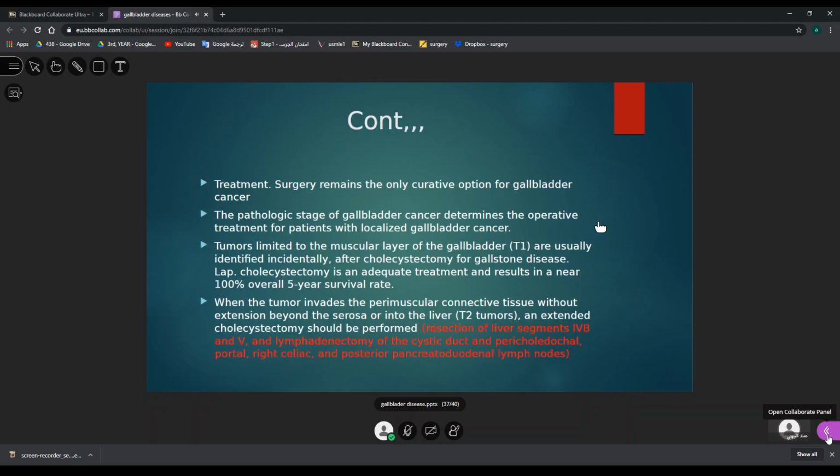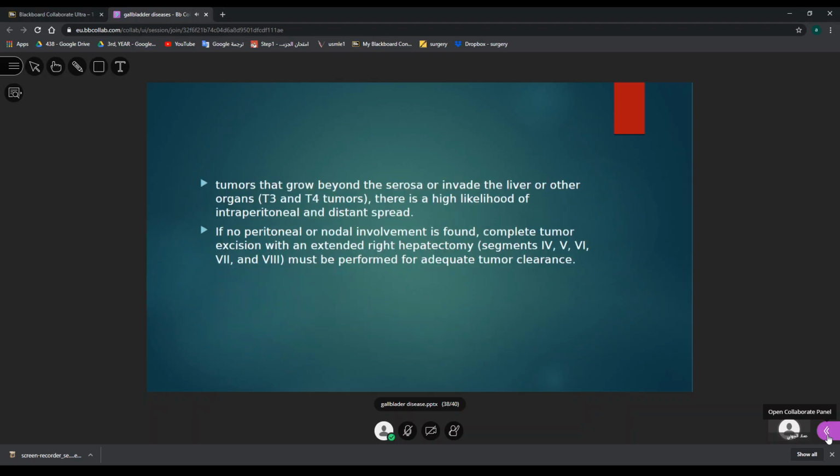When the tumor grows beyond the serosa or invades the liver or other organs, there is likelihood of intraperitoneal distant metastasis. If there is no peritoneal or nodal involvement, complete tumor excision with extended right hepatectomy, which is segments 4, 5, 6, 7, and 8, must be performed. So we do cholecystectomy with right hepatectomy.